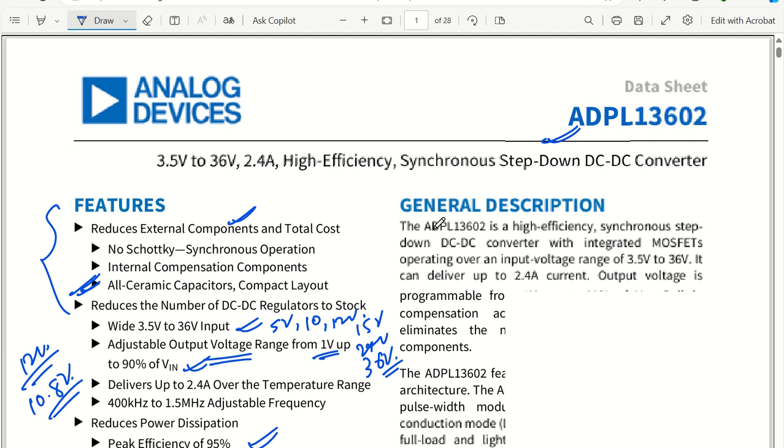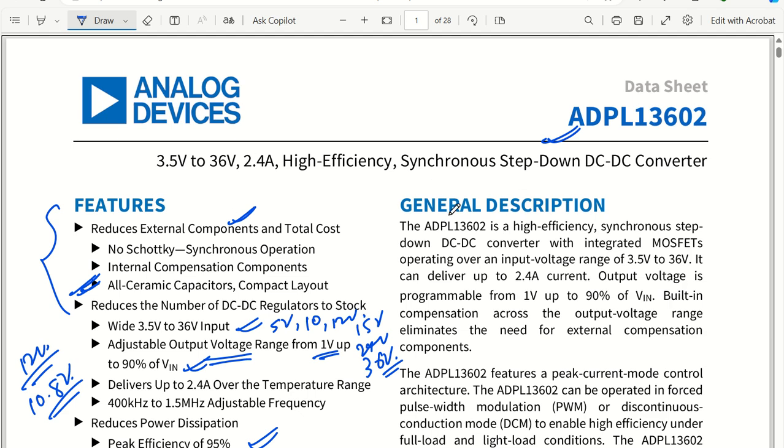Right now we have a complete understanding of this particular data sheet, what the different information was that we needed to identify, and you have a complete idea of how to read the data sheet of any switching regulator, so that you can gather that information while designing your circuit.